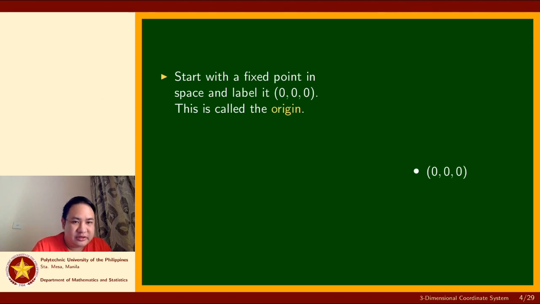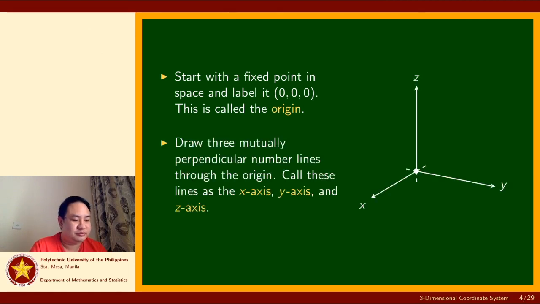To associate the set R3 with the three-dimensional space, we will start by choosing or selecting a point in space and label it as 0, 0, 0. This point will be called the origin. Next, we draw 3 mutually perpendicular number lines through the origin. Call these lines the x-axis, y-axis, and z-axis.